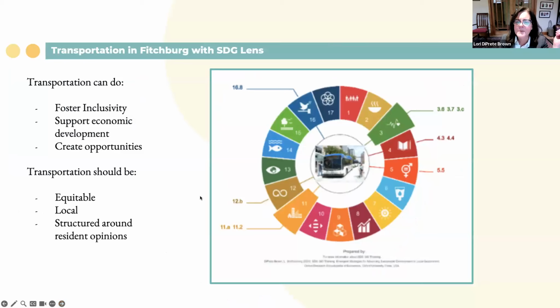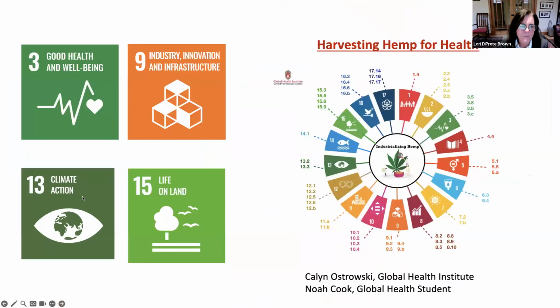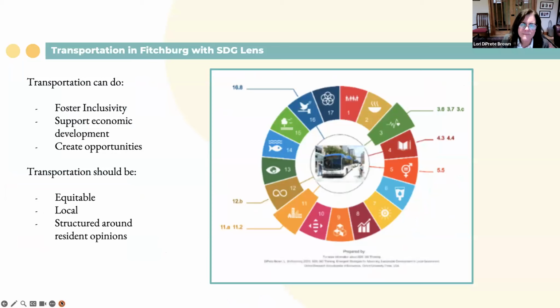Here's another one, and this was done with the app. So you see how here in Fitchburg, they were doing transportation. They wanted to foster inclusivity, create opportunities. They wanted it to be equitable and local. And they have a picture of, anybody from Fitchburg would recognize their place, and they have the sub-targets there.